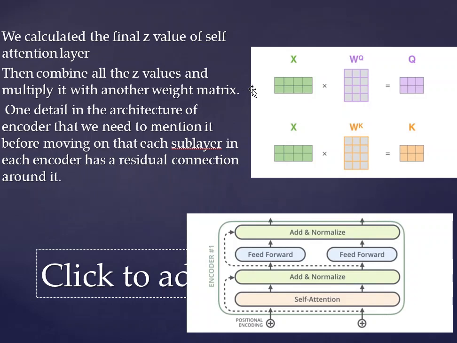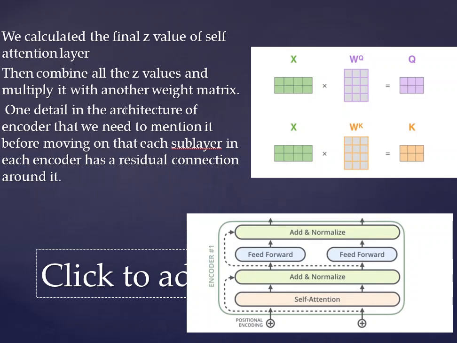We multiply queries and the k matrix. Then we combine all the z values. So what is z? Z is calculated by combining all the z values and multiplying it by another weight matrix.